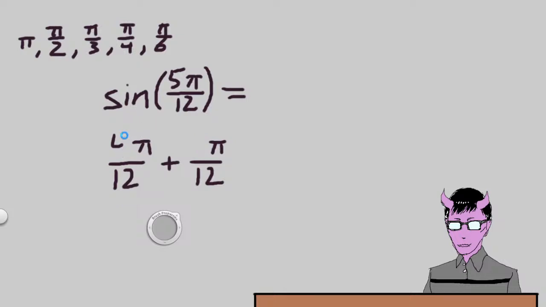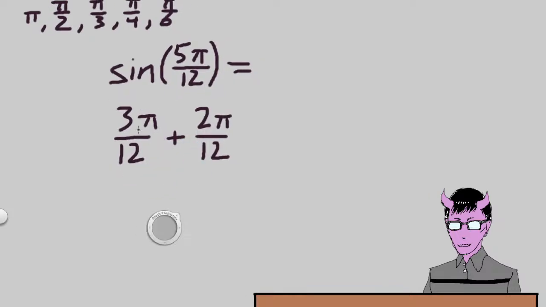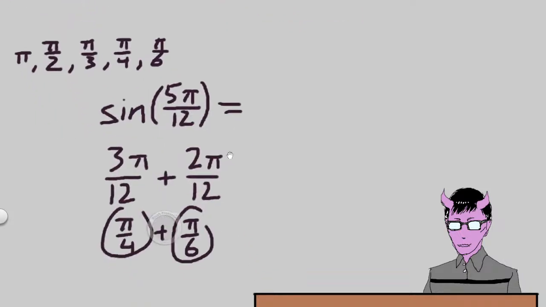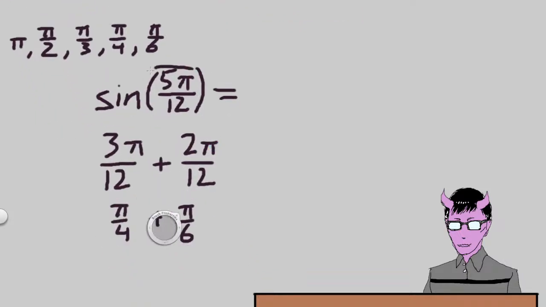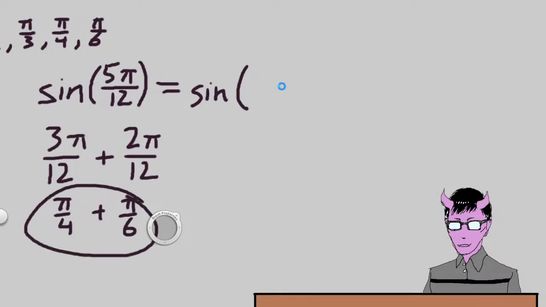So rather than do 4 and 1, we can do 3 and 2. And that's going to be the very nice one, because 3 pi over 12 simplifies into pi over 4, and the 2 pi over 12 simplifies into a nice pi over 6. These two are familiar faces. We've dealt with them before, so let us transform this nasty argument into the sum of two nice arguments. So we're going to transform that into sine of pi over 4 plus pi over 6.